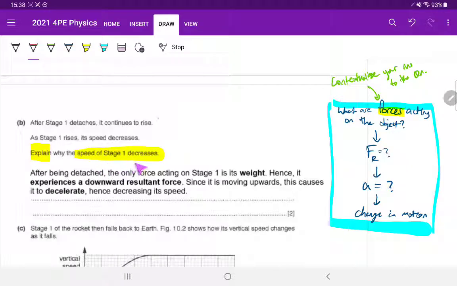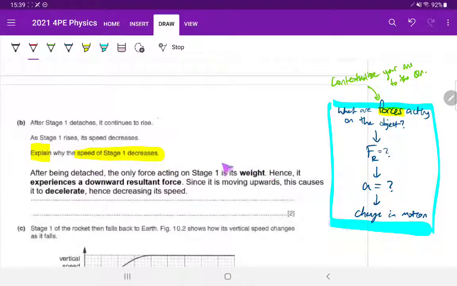So explain why stage 1 decreases. Firstly, what are the forces acting on the object when stage 1 is detached? When it's detached, there is no air resistance because it's above the atmosphere. So the only force acting on stage 1 is its weight. So this contextualizes the question.